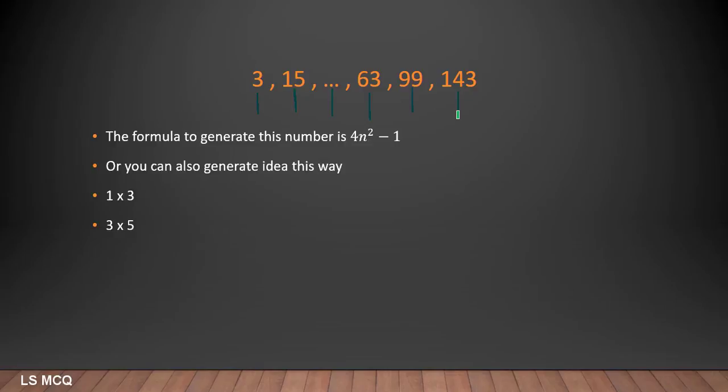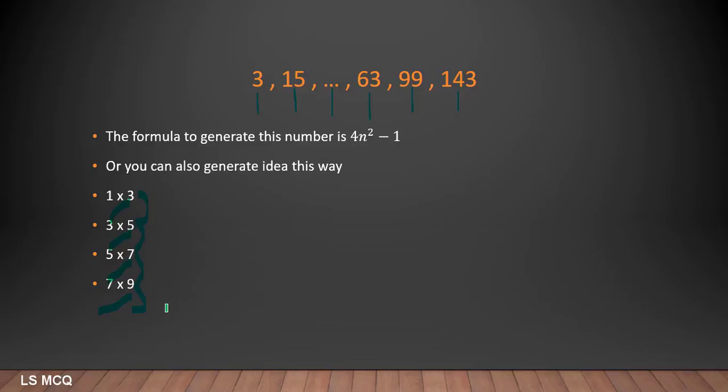Or you can generate the idea this way as well. 1 into 3, 3 into 5, 5 into 7, 7 into 9. See, the pattern is 1 into 3, we get 3. We use this 3 and multiply it by 5 to get this one. We use this 5, see, we are using this number in this sequence. 7 into 9. So for the next number we get 9 into something. That something is increasing by how much? 2. It's 3, 5, 7, 9, and it should be 11.